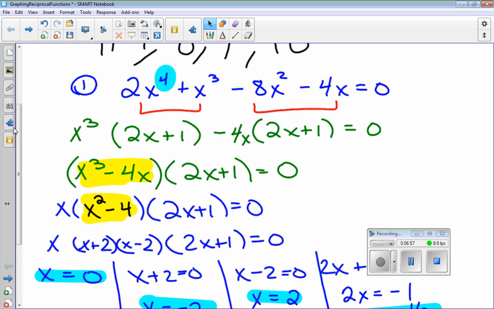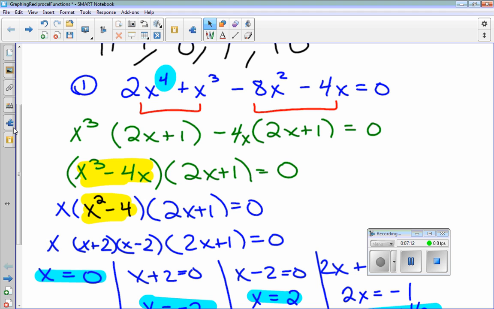That's one thing about math. There's like 5 different ways to come up with the answer. Find the one that works for you. Do you like the graph? Do you like the table? Do you like plugging it in? Do you like factoring it? I don't know. Okay? Any questions about number 1?